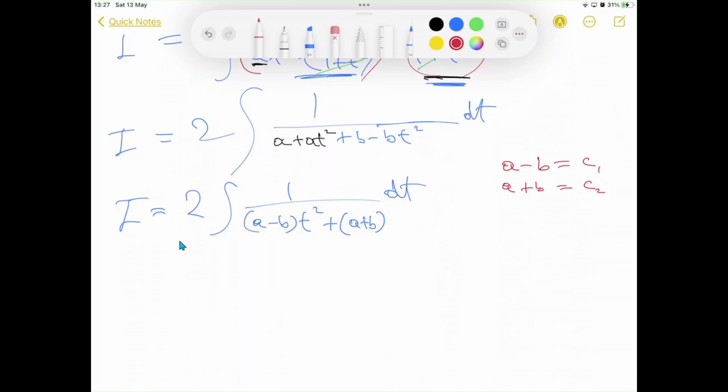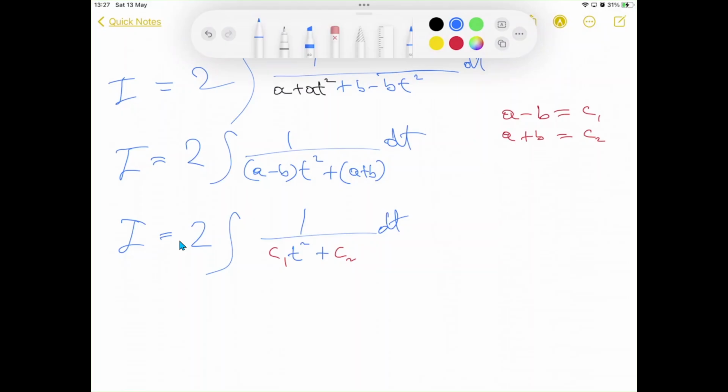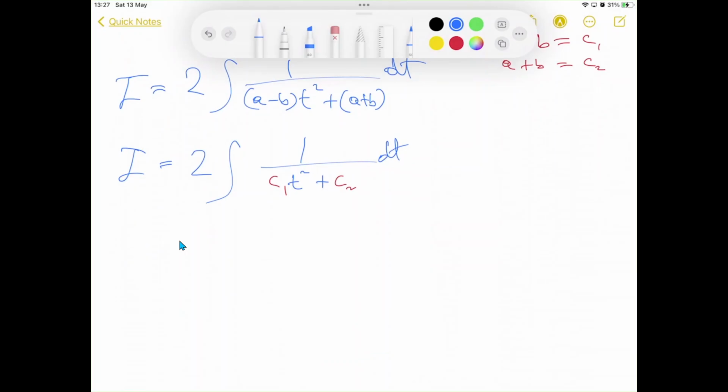So now if I rewrite this integral in terms of dt and the c's, you end up with 1 over c1 t squared plus c2, and then we have dt. I don't need the squared, my bad. How do we integrate this? Well, those of you who know it, you will know. I'll put it that way. But those of you who don't know, I'll show you.